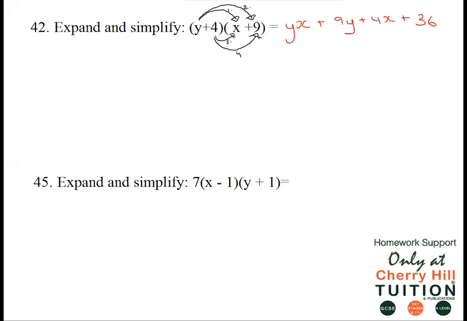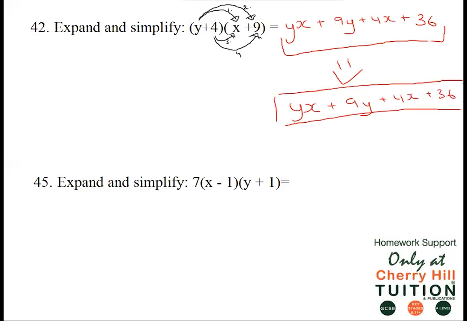Okay? So as you can see, there are no like terms here, therefore we can't simplify this any further. So your final answer is yx plus 9y plus 4x plus 36. Okay? So again, not too tricky. Pause this video and try this question on your own. If it is correct, then have a go at question 45 and then press play to see my method and answer.